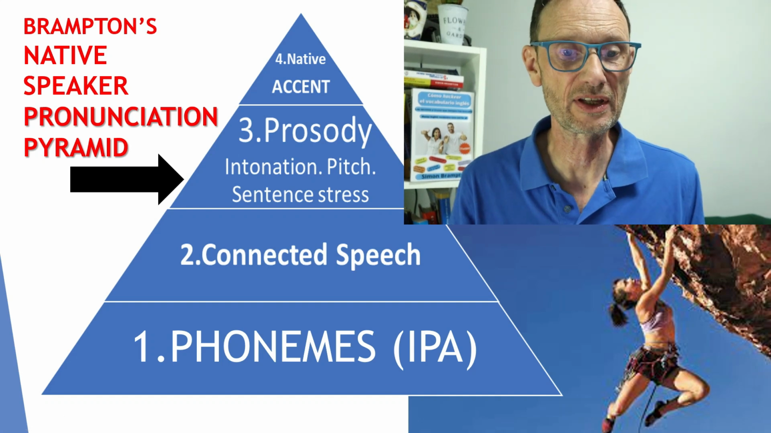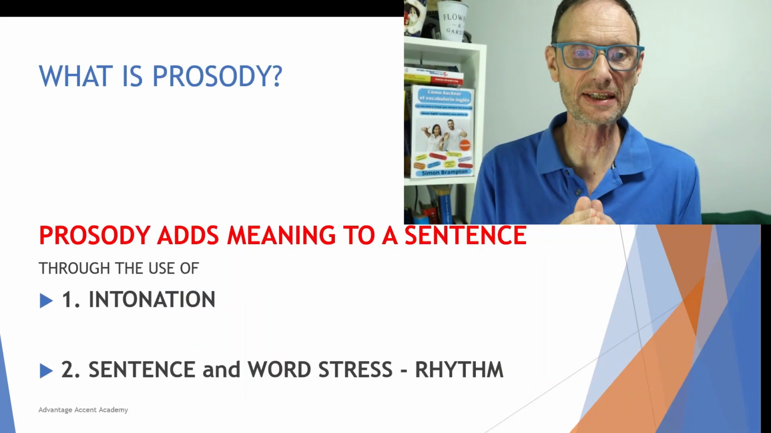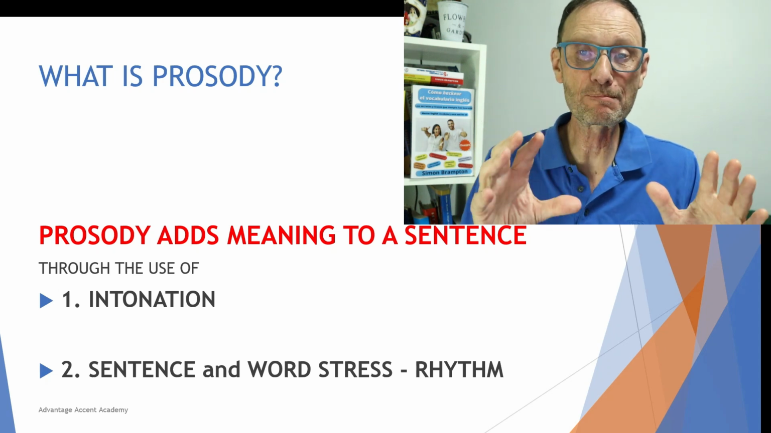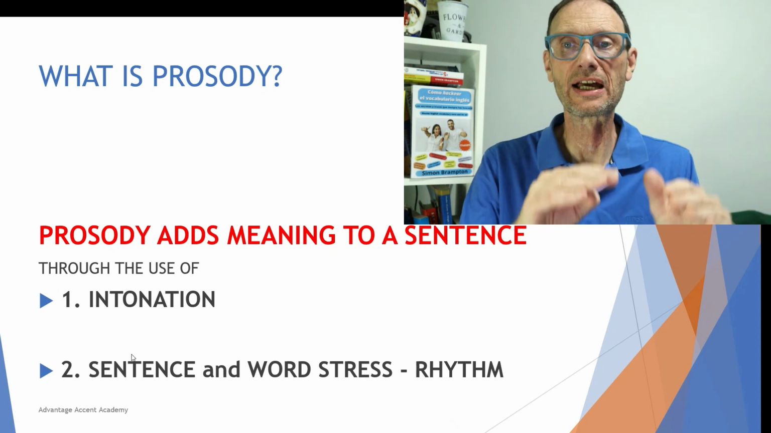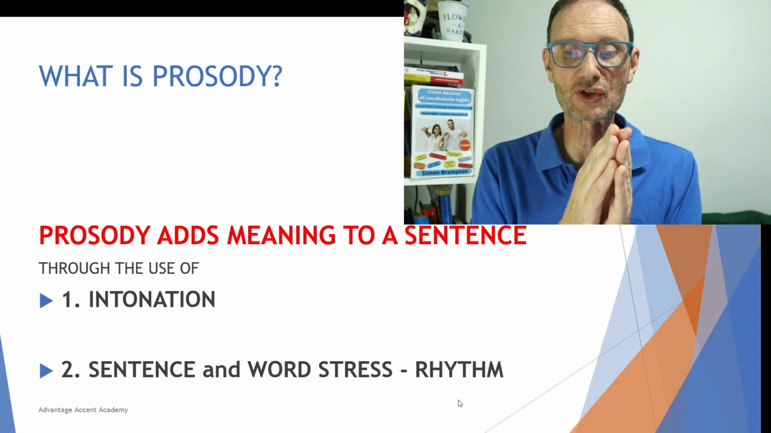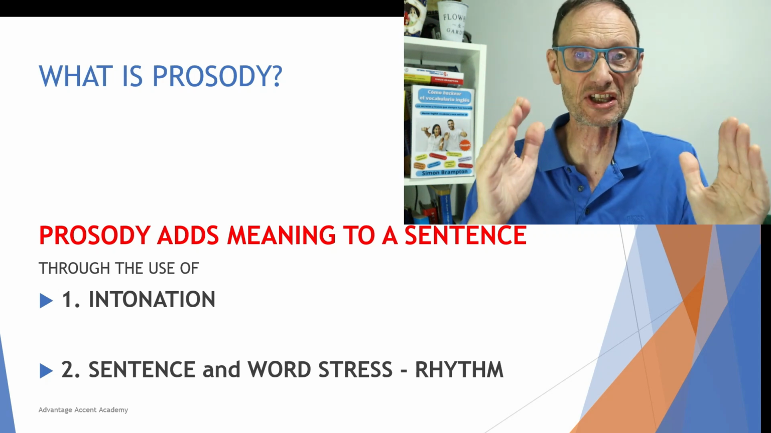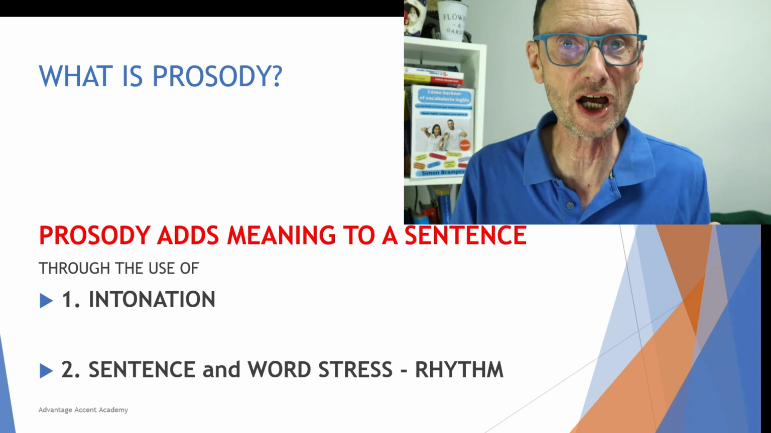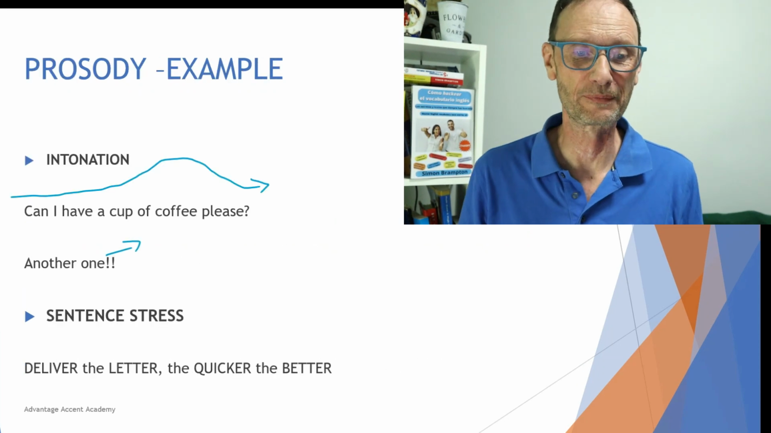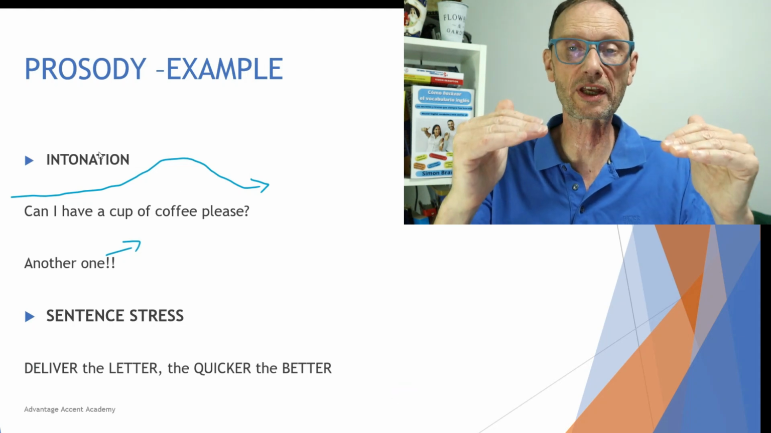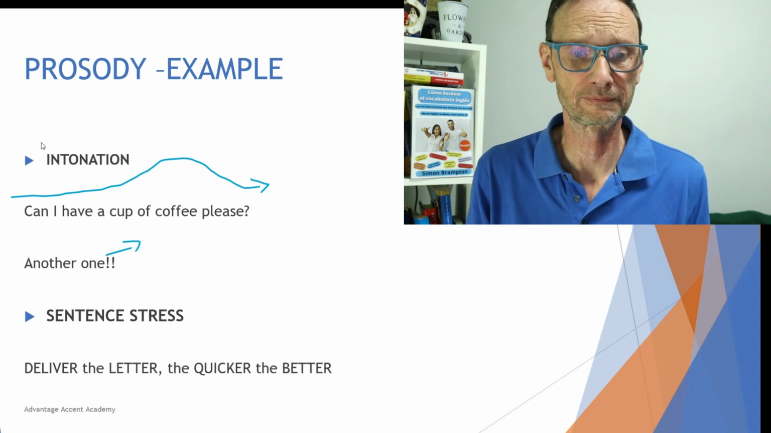So let's move now straight to what prosody is in more detail. Well, what it means is that you are adding meaning to a sentence through the use of intonation and word and sentence stress, or the rhythm. So the way you use these can change the meaning of a sentence, even if you have the same words. Can you believe that? Let's look at intonation, which is going to be what we're talking about in this first part. And in the second video, we'll talk about sentence stress.